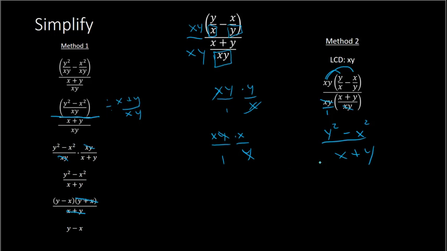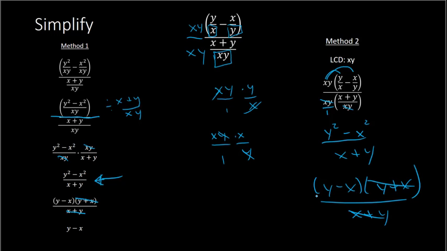Now notice this is exactly what we had right here at this point with the first method. So all the steps from here are the same, where we can factor. That's a difference of squares. So we get y minus x times y plus x over x plus y. And x plus y and x plus y cancel. And that leaves me with our final answer of y minus x. So either method would work. And typically, I would argue that method 2 would be simpler. And notice this would actually have fewer steps using method 2.